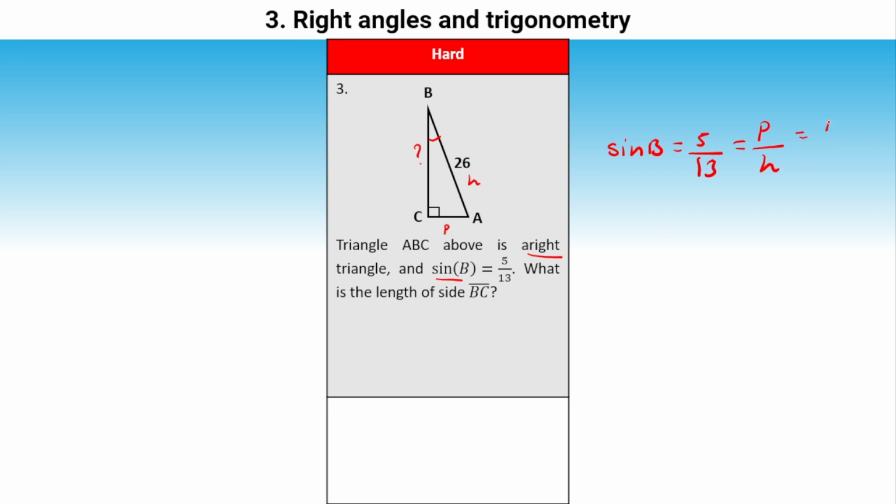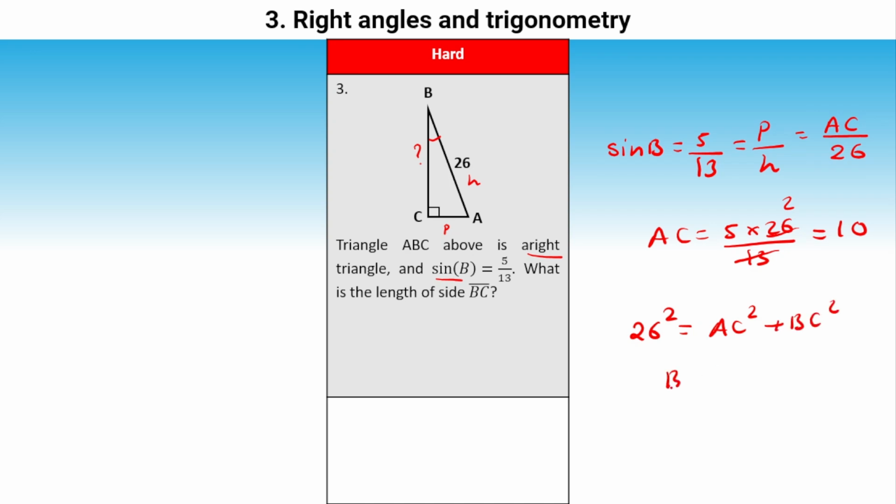So our perpendicular is AC. Our hypotenuse is AB, that is 26. So from here we can find AC, right? So AC will be 5 into 26 by 13. This is 2. So AC is 10. Now we have to find the BC. Use the Pythagoras theorem. So hypotenuse square, that is 26 square, equals P square plus B square, that is AC square plus BC square. So we have to find BC, right? BC equals root over 26 square minus AC, that is 10 square.